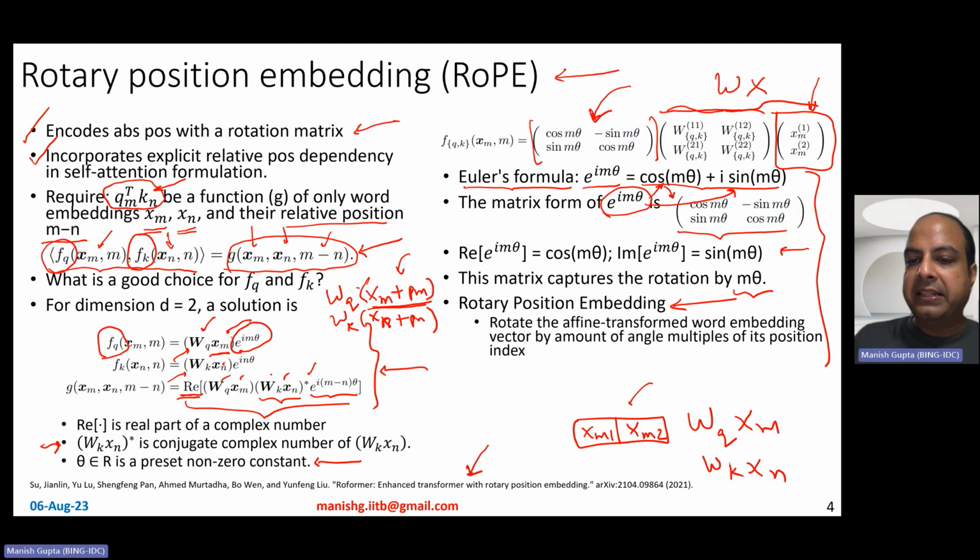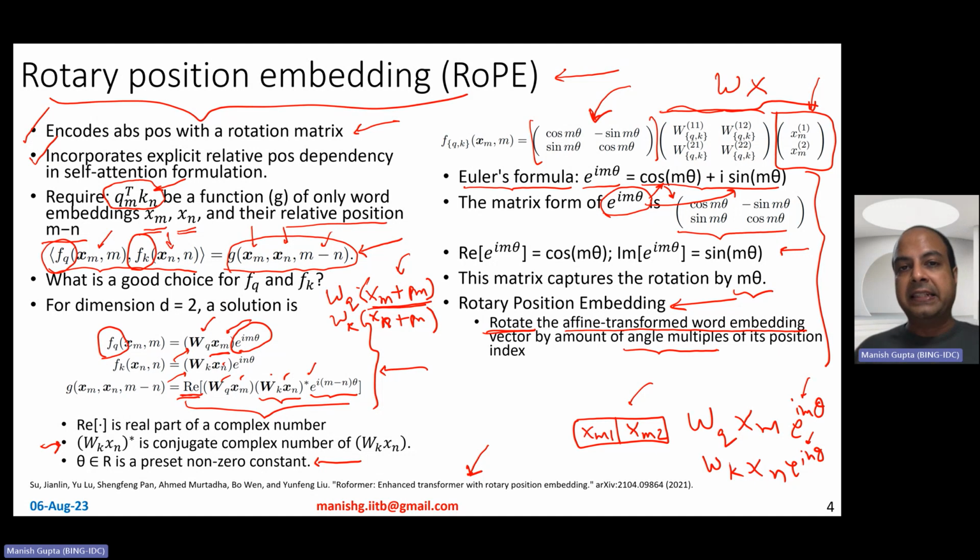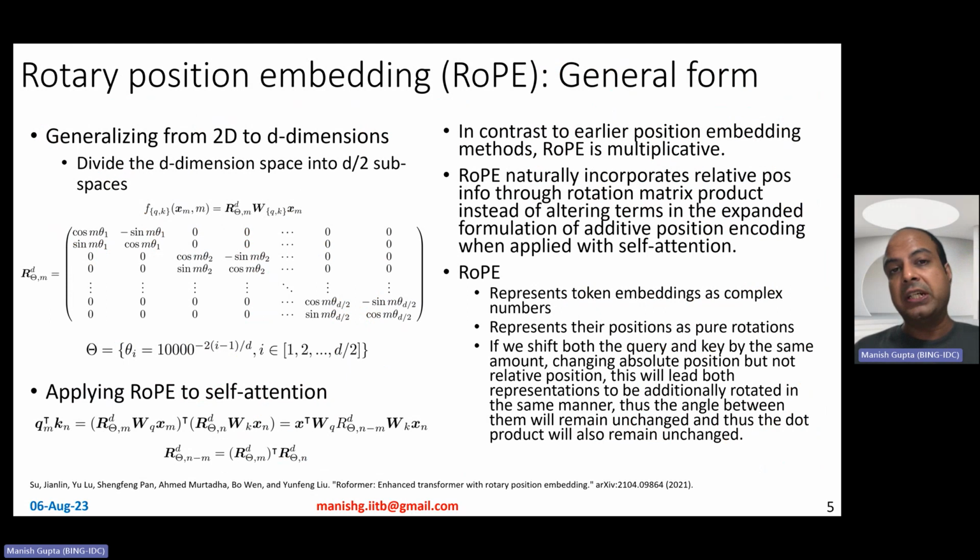You take the affine transformed word embedding, and then you multiply by e^(i m theta) and by e^(i n theta). So you rotate it. This multiplication, remember, is rotation. You rotate the affine transformed word embedding by an amount decided by the angle multiples of the position index, and that is why it's called rotary position embedding. Remember, it's multiplicative in nature, unlike the standard transformer, which has position embeddings that are additive in nature.